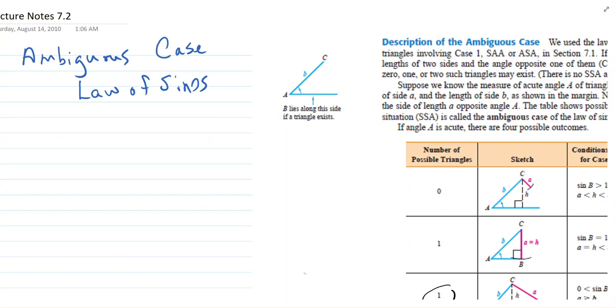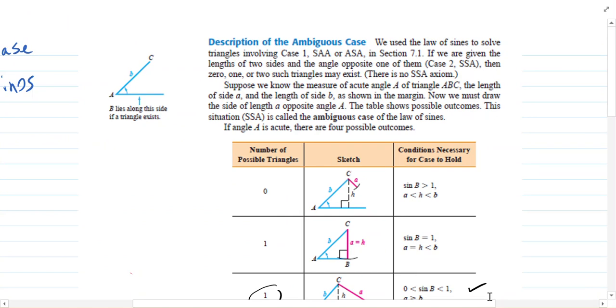Section 7.2 deals with the ambiguous case and the law of signs. And here is a description of that. It's talking about when you have more than one option for a triangle to be formed. So if you know the measure of an acute angle and the length of a side, A and B, you have to find the other angle and the other side. And there's what's called the ambiguous case.